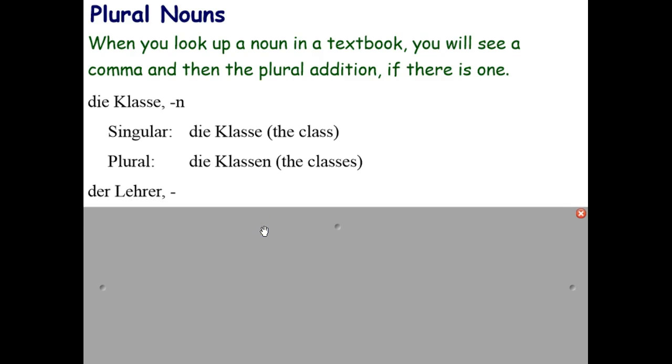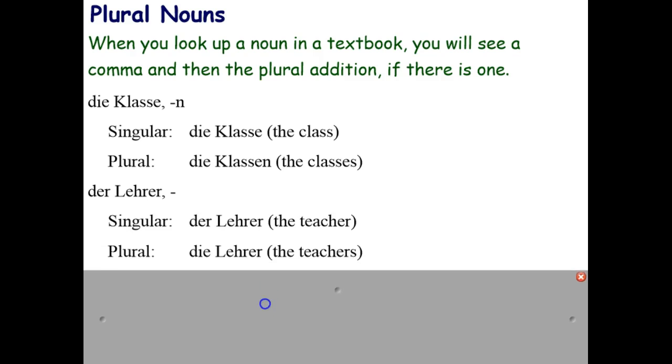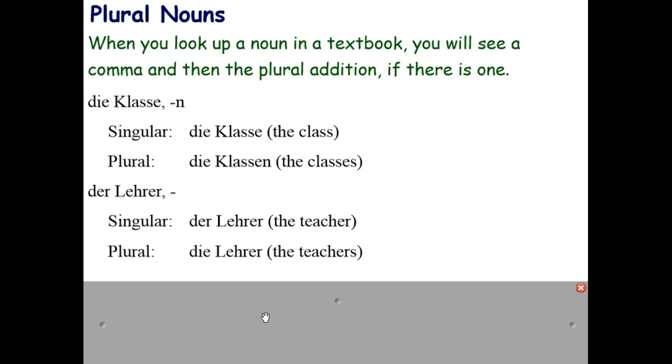As a second example, you might see der Lehrer, which is followed by a dash and no addition. This would indicate that the singular form der Lehrer, the teacher, changes to die Lehrer, the teachers. And the only thing that changed was our definite article from der to die because all plural definite articles are die. An example of this in English would be one fish, two fish, one deer, two deer. There is no change from the singular to the plural noun.